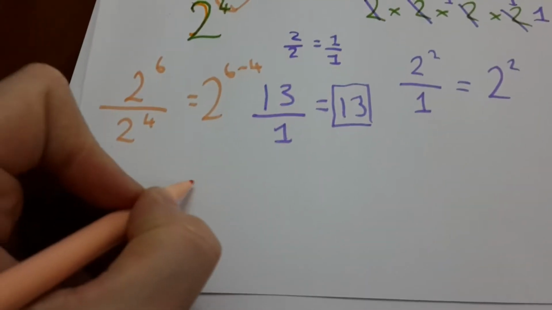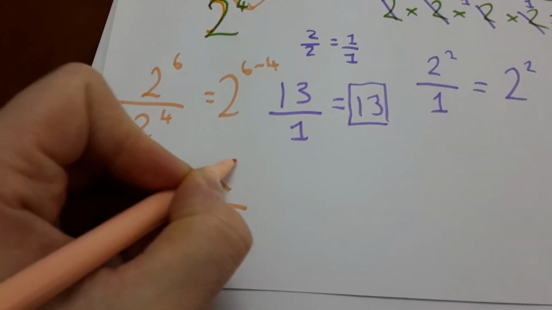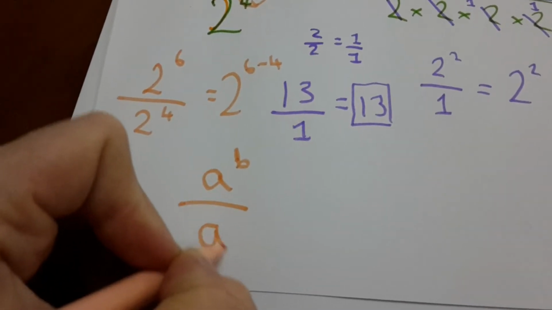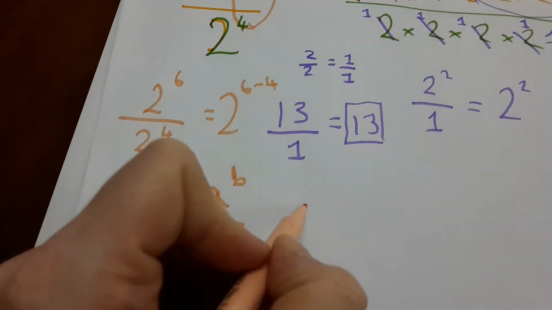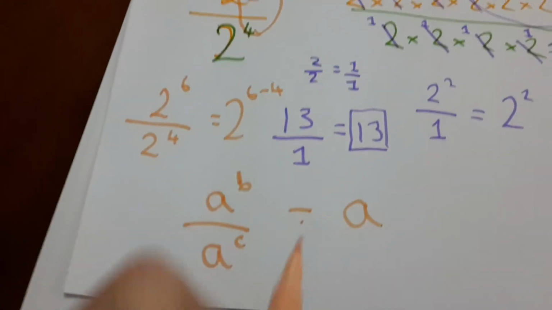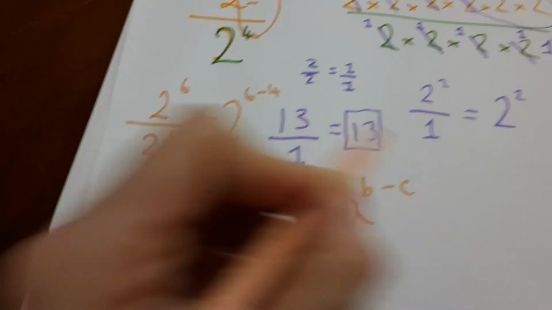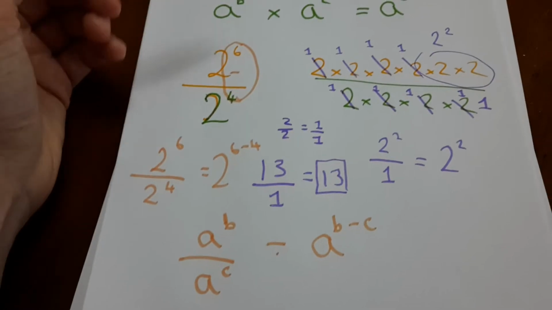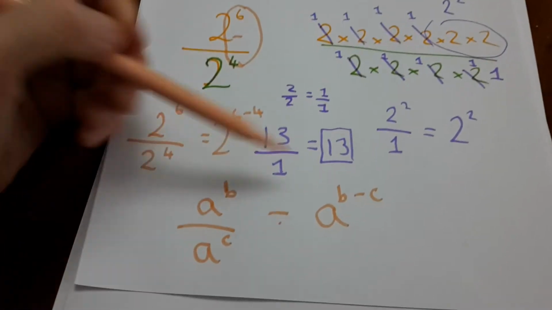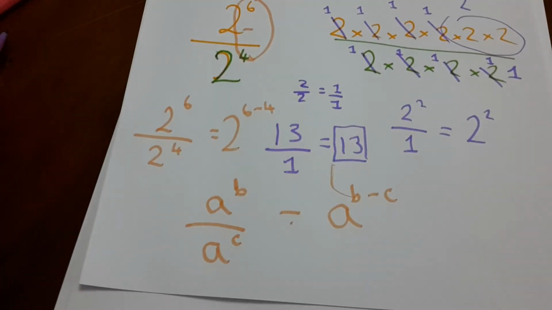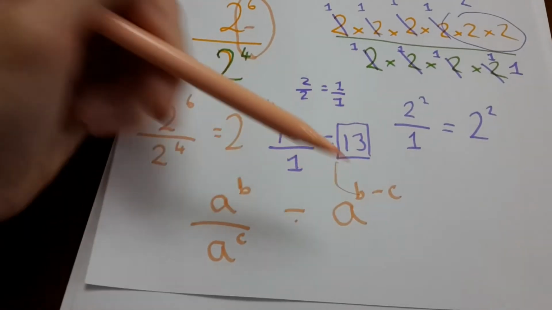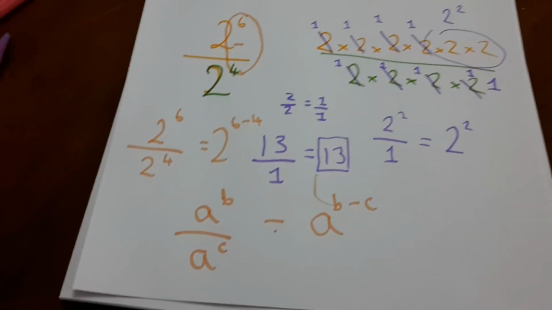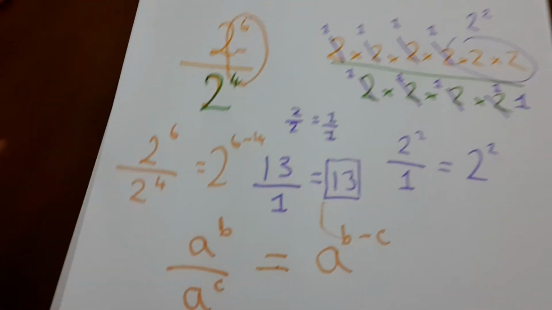How you'd write this in algebra is you'd write a to the b over a to the c, and that would give you a to the b minus c. So when you divide with powers, you can just take them away from each other. So you take the bottom away from the top.